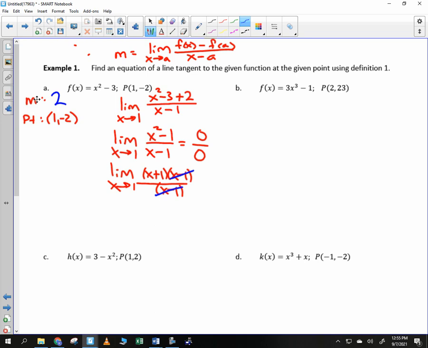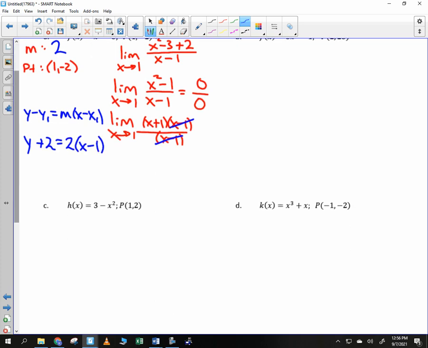Can we now write our equation for the line? Y minus y1 is equal to m times x minus x1. So we have y minus what? Negative 2. So plus 2 is equal to, slope is 2 times x minus 1. As I work to put that in slope-intercept form, y plus 2 is equal to 2x minus 2. Subtract the 2 and I get y is equal to 2x minus 4. That's the equation for the line tangent.